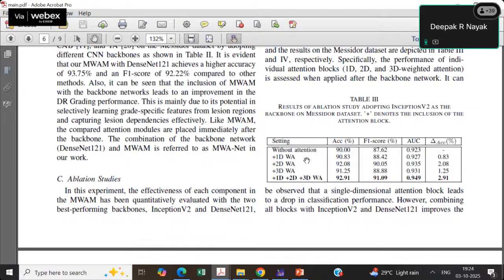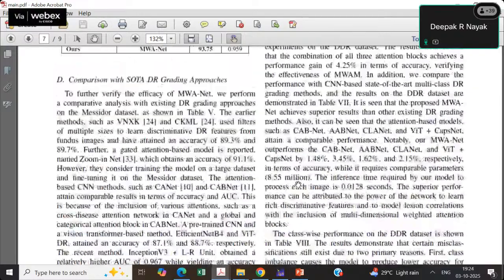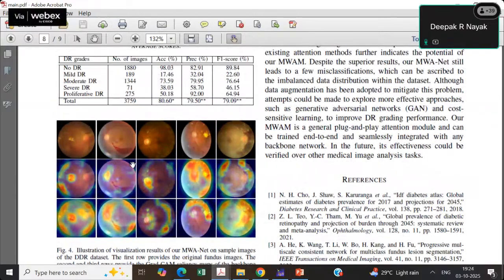I mean, you can say it proves that yes, all these components are really vital for us, and that is evident from these results. When all these attentions are combined together, that gives better performance, and there's an improvement of 2.91% in accuracy if we use all three attention blocks. And if you choose one individually, then you can see the improvements in terms of accuracy and all.